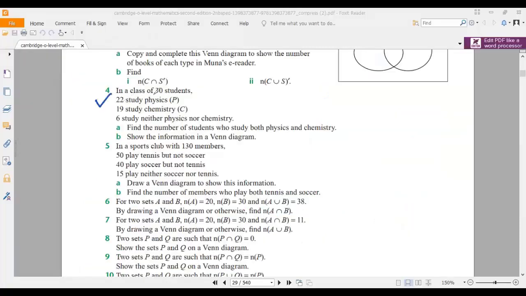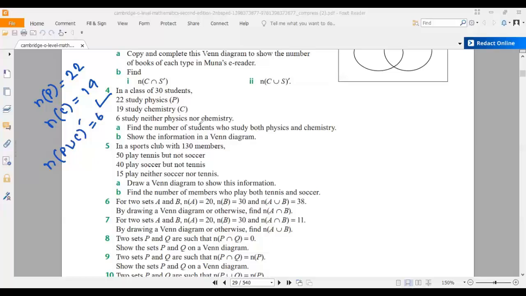Now, question number 4. In a class of 30 students, 22 study physics. That means the number of students of physics will be 22. 19 study chemistry, that means the number of students who study chemistry will be 19. 6 study neither physics nor chemistry. Actually, this one represents this part: n((P ∪ C)') will be 6.